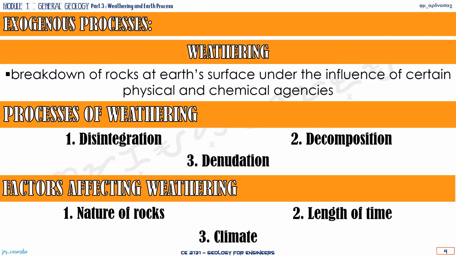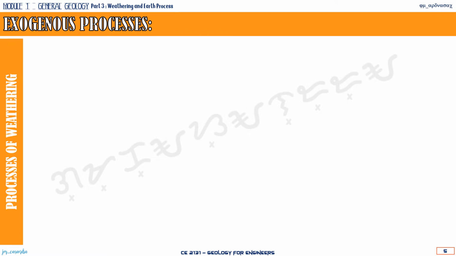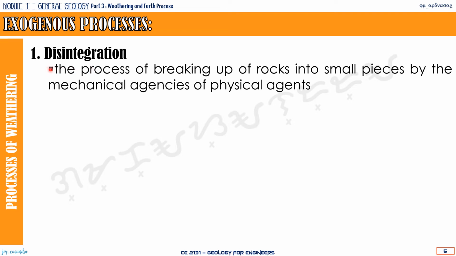Okay? So under weathering, the processes we have mentioned, the disintegration would basically be from the word disintegrate. This is a process simply of breaking up into smaller pieces by physical agents. So disintegration means there is no chemical change in the process. The rocks are simply crushed or broken into smaller pieces in disintegration.